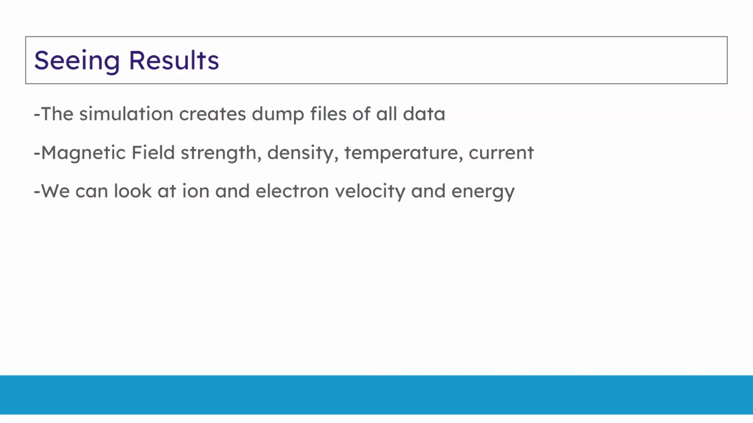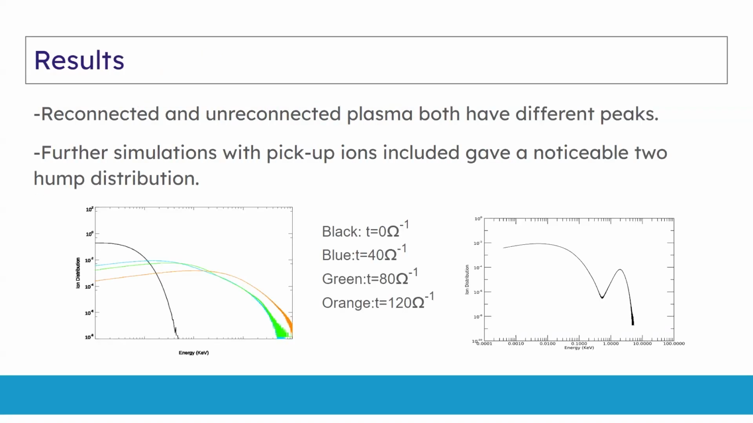From the PIC simulations, I can actually generate electron and ion velocity and energy distributions. And this is what we ended up getting if you include a non-negligible pickup ion population at the beginning of the simulations. As you can see, it has two humps like the earlier plot, meaning that magnetic reconnection is a plausible physical process driving ion acceleration and could possibly lead to those observed distributions that we saw.